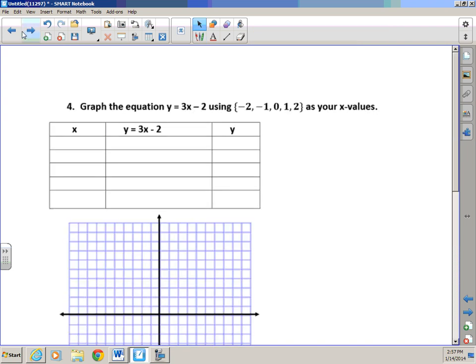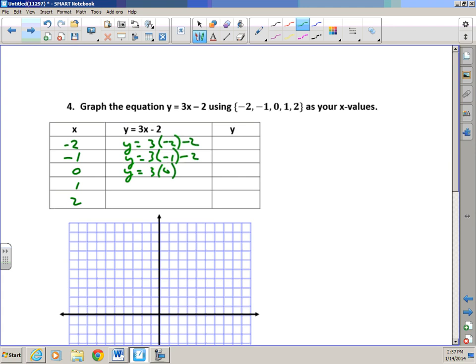Finally, we want to graph y equals 3x minus 2. Again, we're going to use these 5 coordinates. Again, we're going to put these numbers in for x. You could see why creating a table of values is not the most advantageous because it does require a bit more work.